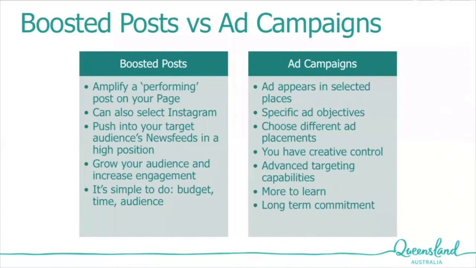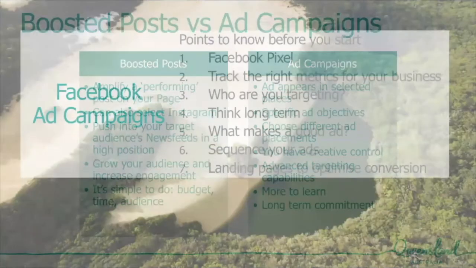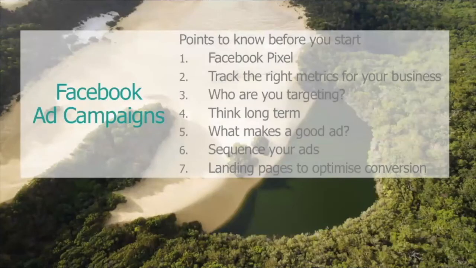There's a lot more to learn because it's a much more complex platform, and it is a long-term commitment. So you may not get fantastic results to start with, but you'll learn, and Facebook will learn. The algorithm will learn what works and will show it to more people like them. So that's a bit of an overview for you. Points to know before you even start putting together a campaign is you need to implement a Facebook pixel. What is that, you say? It's a tiny little tracking code to follow people from Facebook to your website.